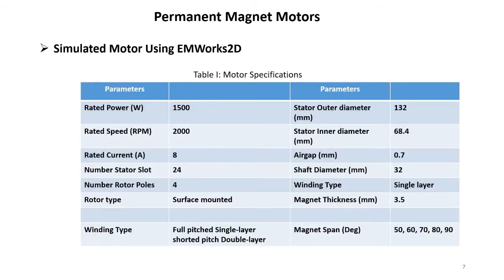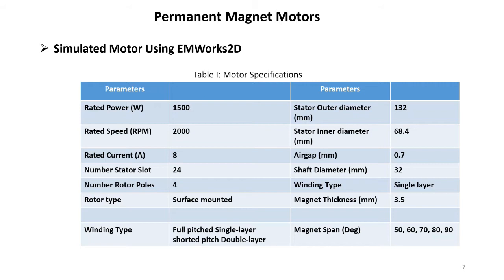For this purpose, I'm going to use a 2 horsepower machine, which is a surface mounted magnet motor, and the specification of this motor is shown here. You can see the rated power is 1500, which is 2 horsepower.